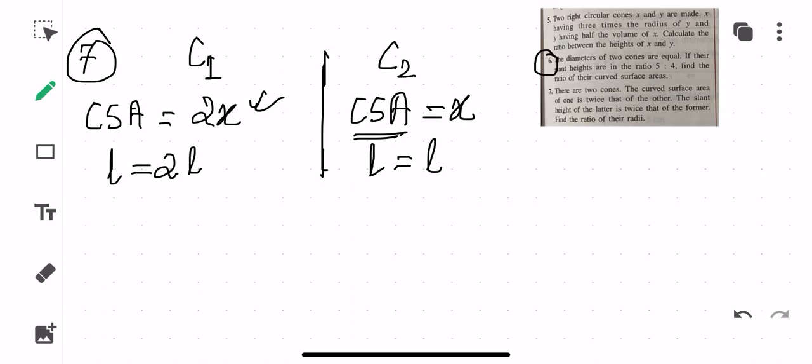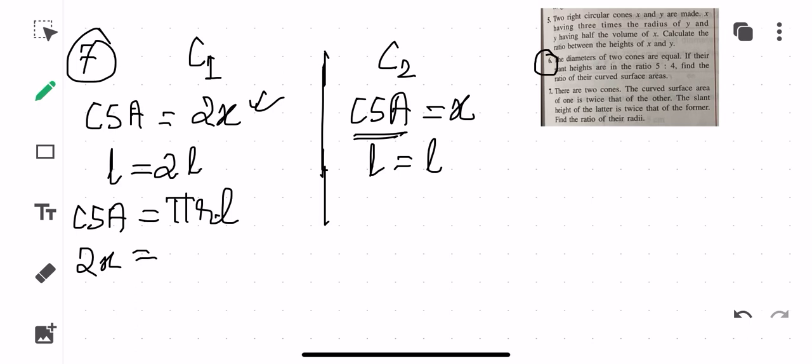Then you have to find out what? You have to find out the ratio of the radii. So here what will you be calculating, children? Here we are getting that CSA is equal to pi r L. So CSA I am getting 2x. So write down 2x is equal to, suppose the radius of this is equal to r1, and here let the radius be equal to r2.